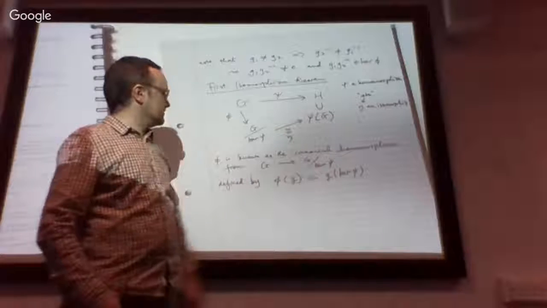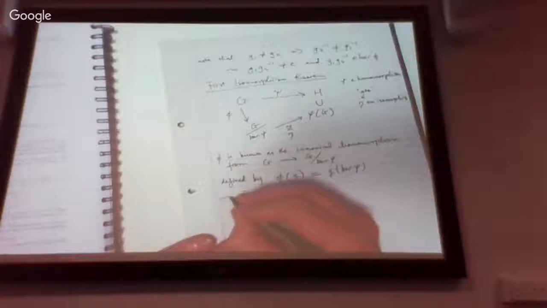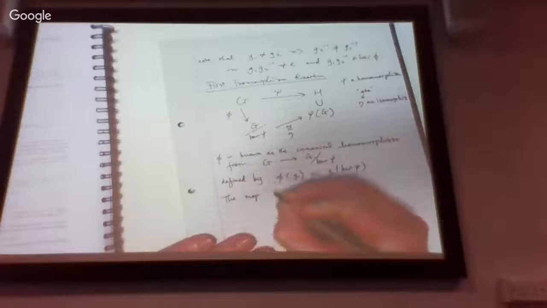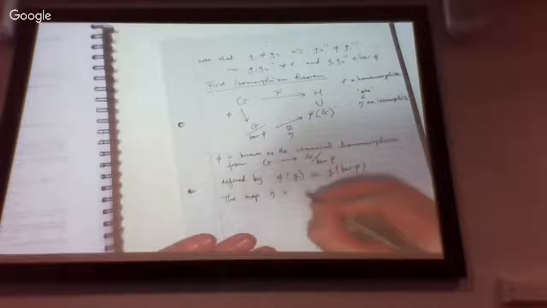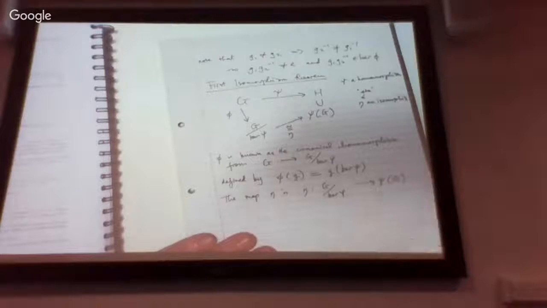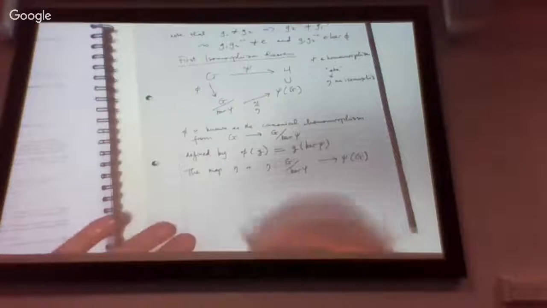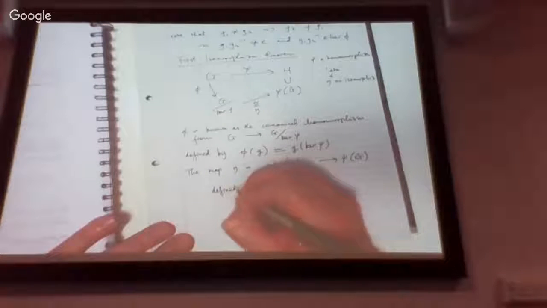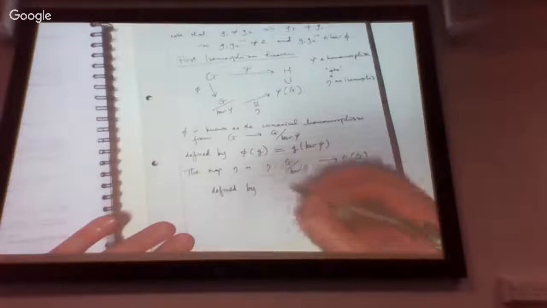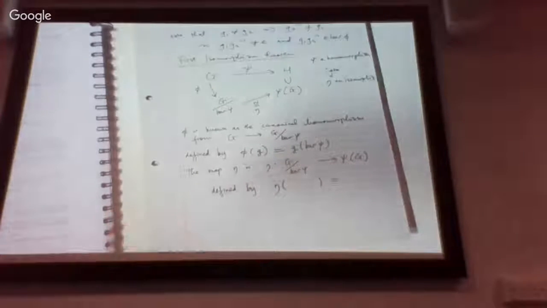This eta we're going to define now as well. The map eta is a map from the factor group to an image of G under psi. And again, it is quite canonical as well. So how do we define the map eta?